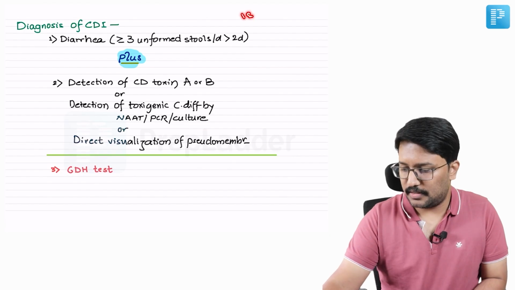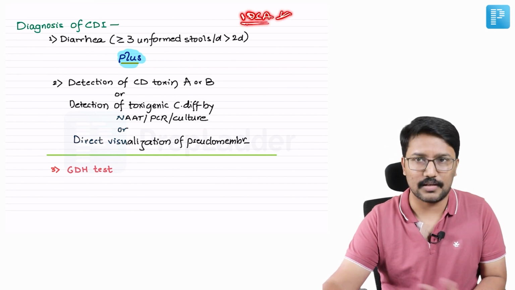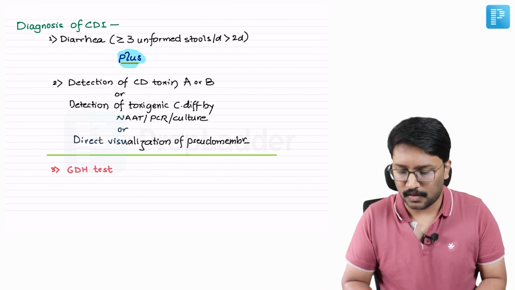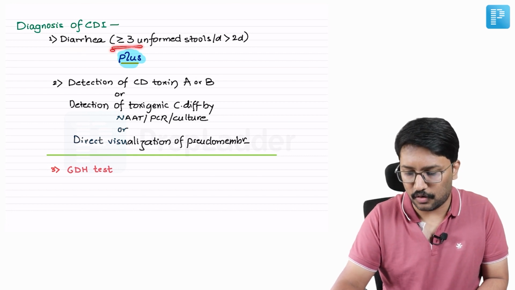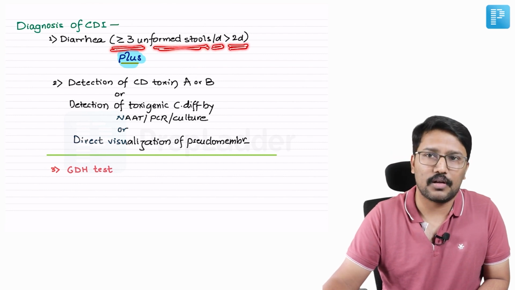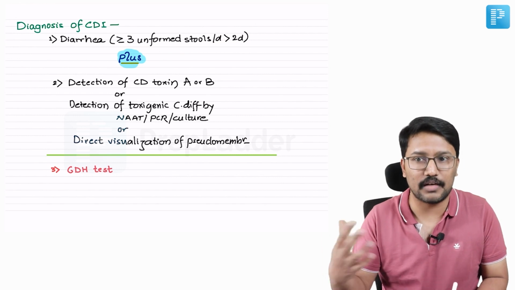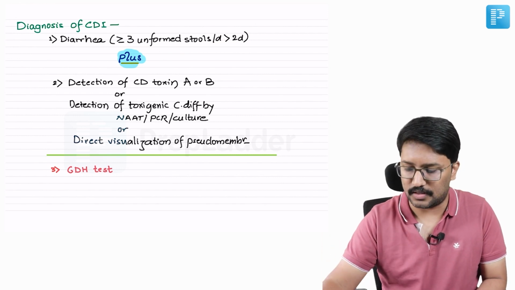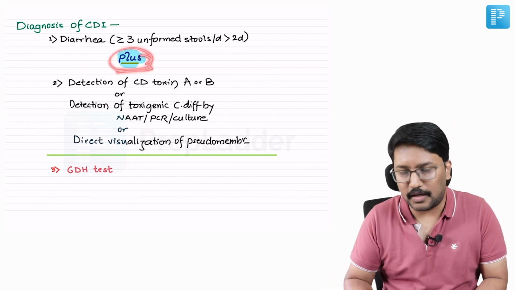This is the Infectious Diseases Society of America guideline for the diagnosis. I think Harrison probably quotes the same thing. So if you have a strong suspicion, a patient presenting with diarrhea of 3 or more unformed stools per day for at least 2 days, right? So for 2 consecutive days the patient should have 3 or more unformed stools per day. Such patients we have to evaluate further, right?